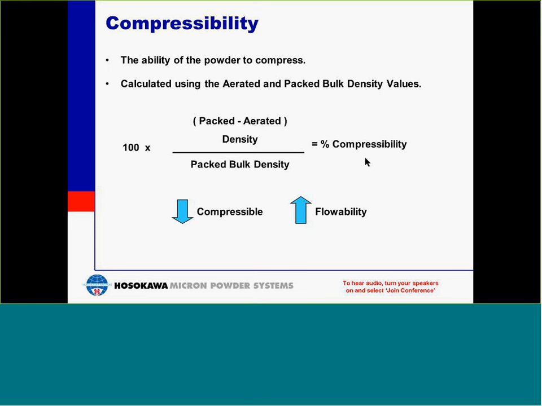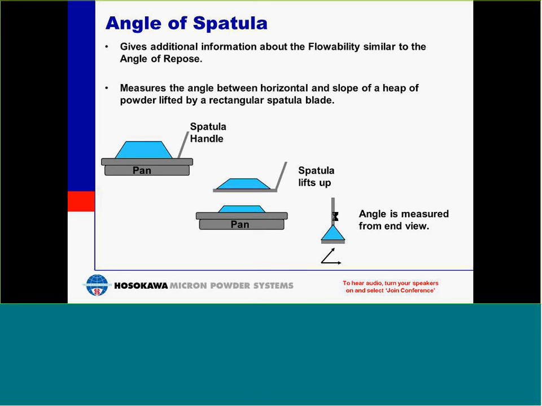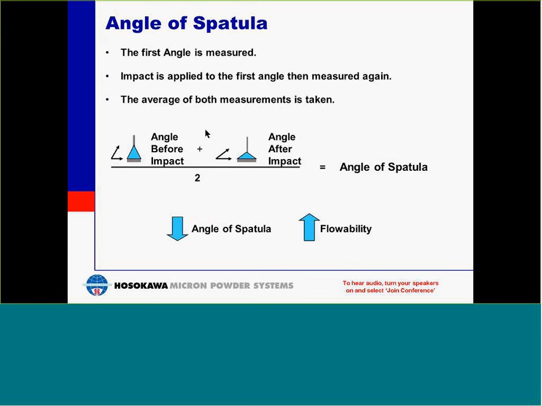Another measurement is the angle of spatula, which is considered or called internal friction. A pan of material is placed in the bottom of the pan, and the spatula, by means of lowering the pan, is elevated out of the heap of material. We look at the end view of the heap to determine its measurement. We measure the angle at the front, then hit or impact it once, measure its configuration again, and take the average of the two, which is considered the angle of spatula. So the differential here being a low angle of spatula is going to have a high flowability value.